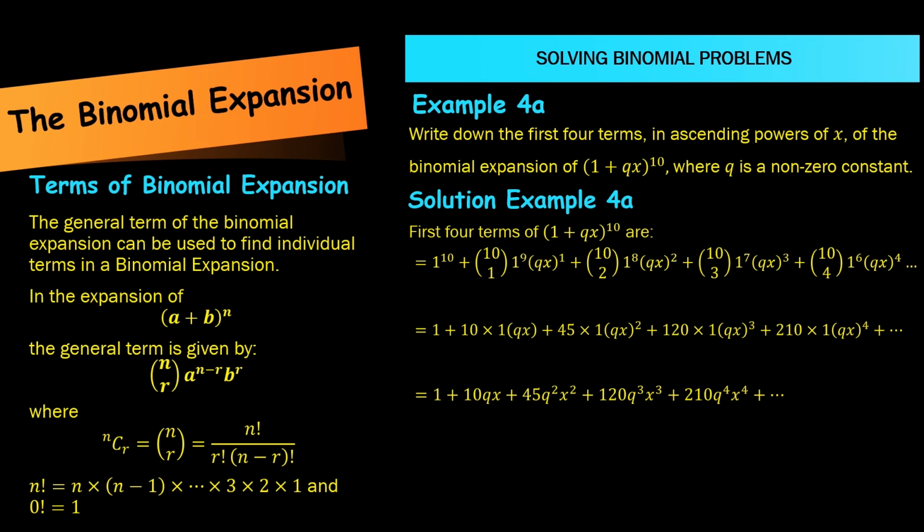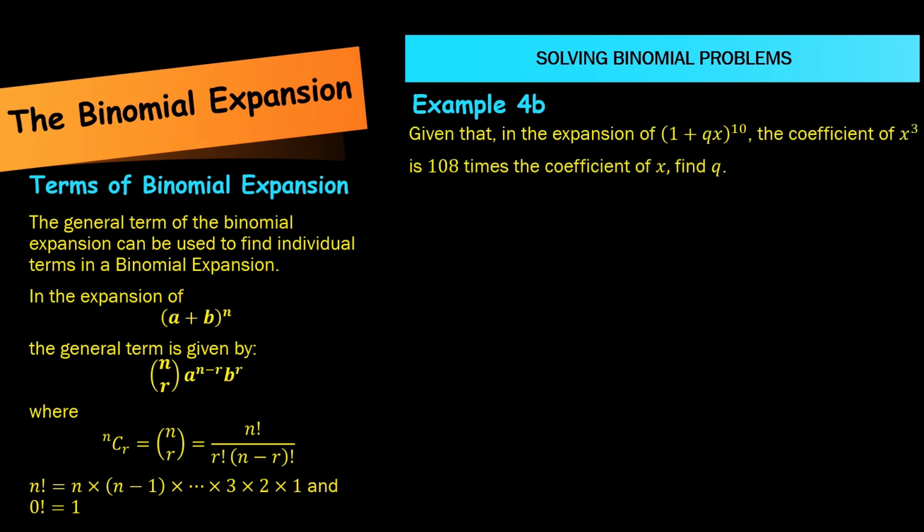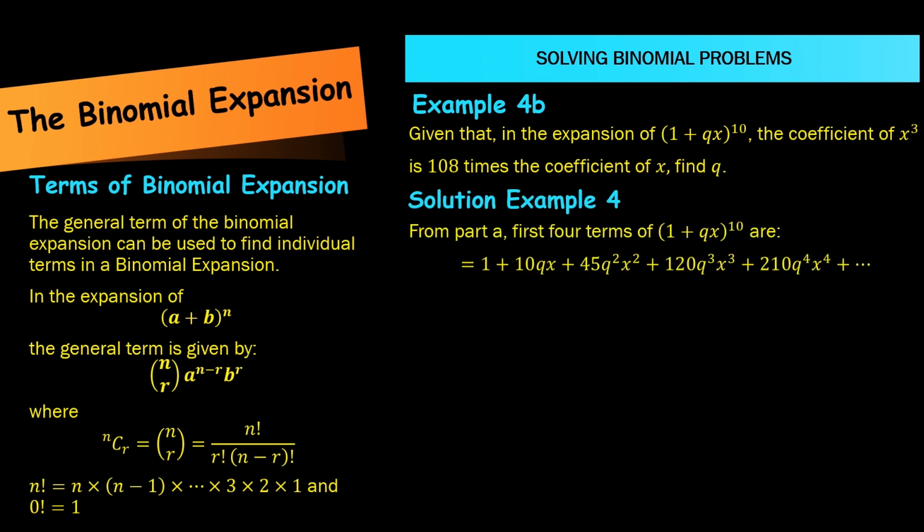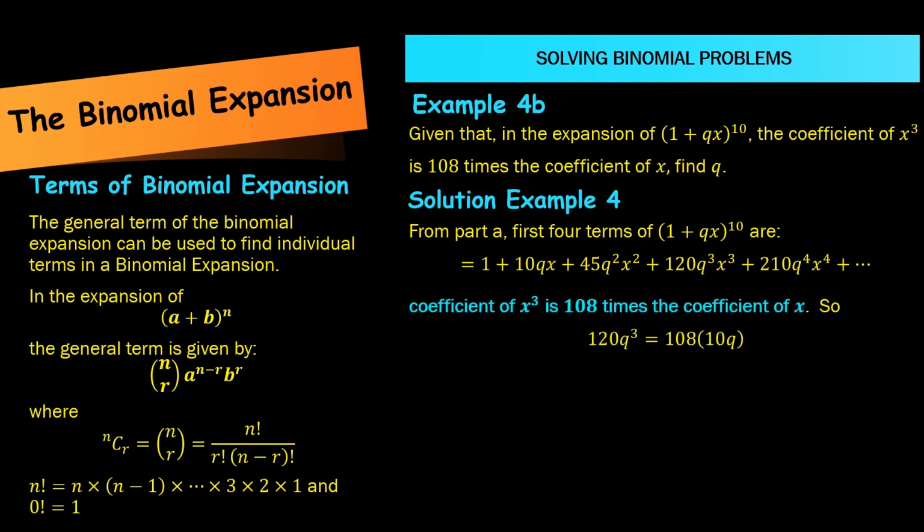Now let's have a go at example 4b. Given that in the expansion of 1 plus qx all raised to the power 10, the coefficient of x cubed is 108 times the coefficient of x, find the value of q. So from part A, the first four terms of 1 plus qx to the power 10 are given as shown. The question informs us that the coefficient of x cubed is 108 times the coefficient of x. So let's put that into an equation.